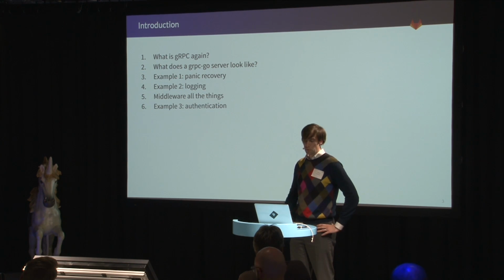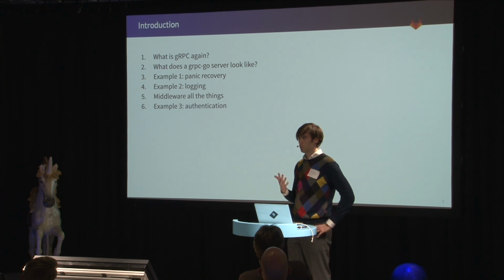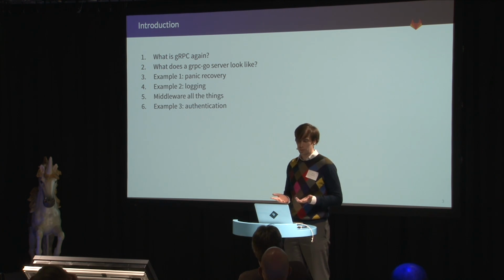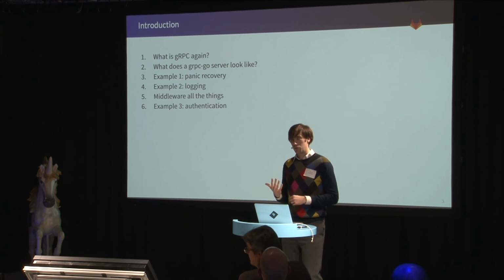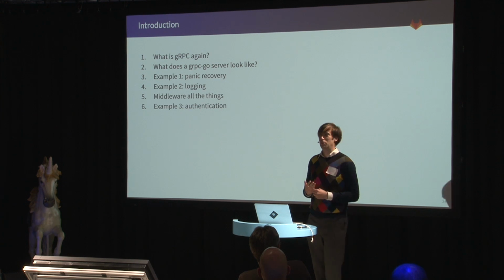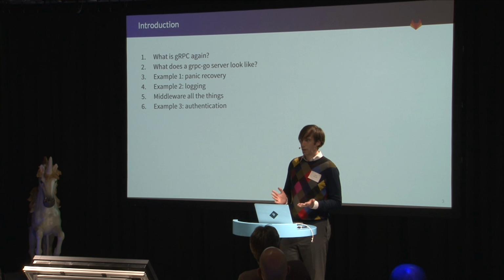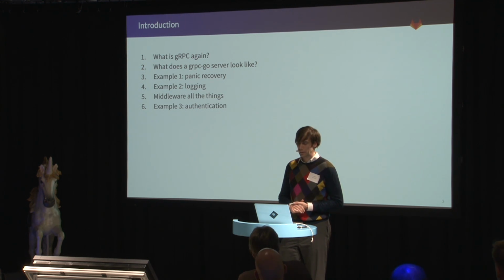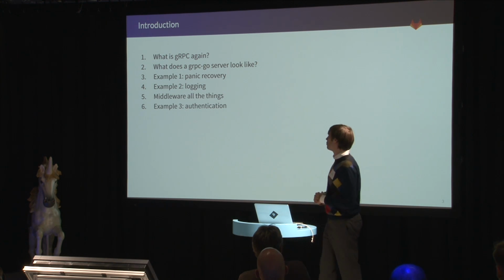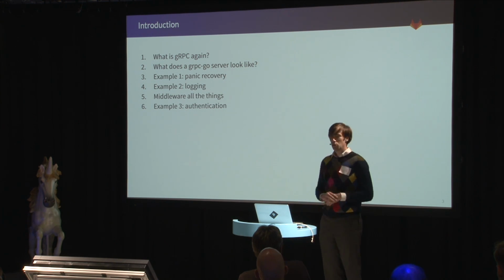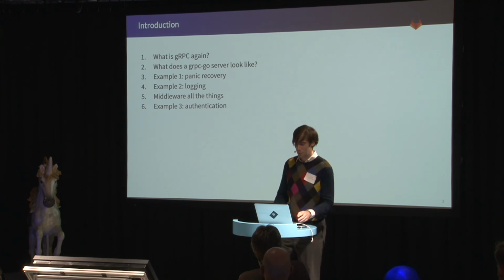And first I'm going to briefly remind you, or tell you, in case you don't know, what a gRPC Go server looks like. And then I'm going to look at some nice things you can do with middleware, or maybe I should say you have to do with middleware. The first example is panic recovery. The second example is logging. And the third example is authentication, which is a bit more complex.